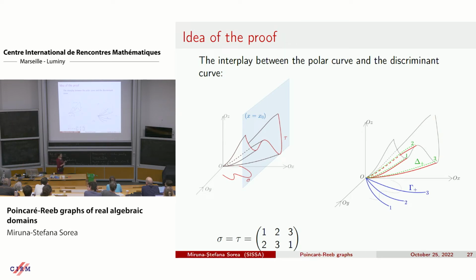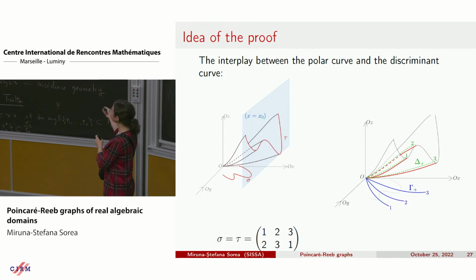Maybe I don't go into detail, but I was telling you there is a map that sends the polar curve onto the discriminant curve. If you look at how this is sent onto the green curve, that map from before, you can compute the permutations and see that they are actually equal to the permutation obtained by comparing the blue and the green curve, the polar and the discriminant curve.